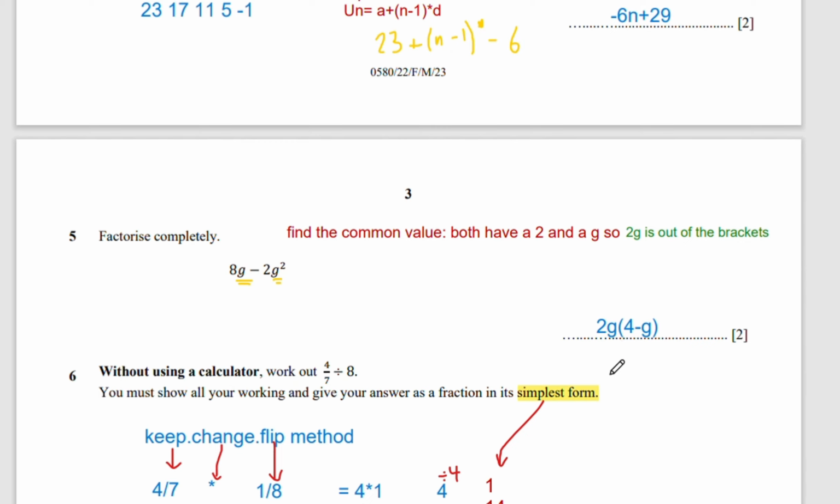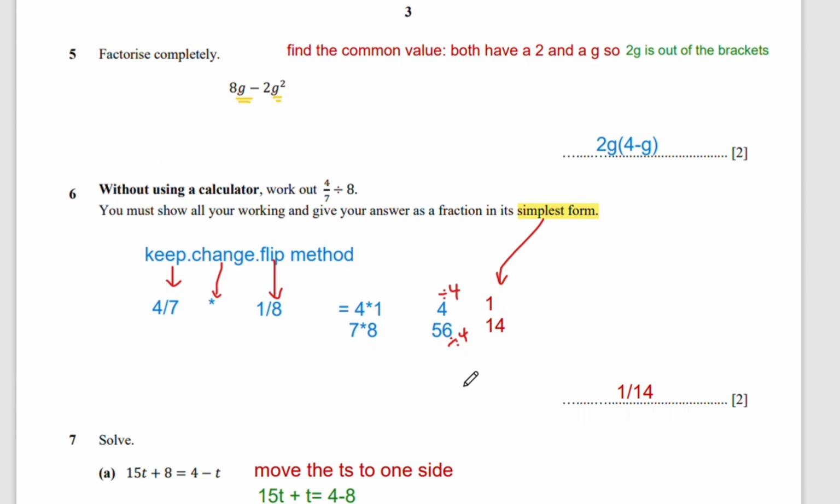And to make sure that our answer is correct, you just expand the brackets. 2g times 4 is 8g. 2g multiplied by -g will give us -2g squared.